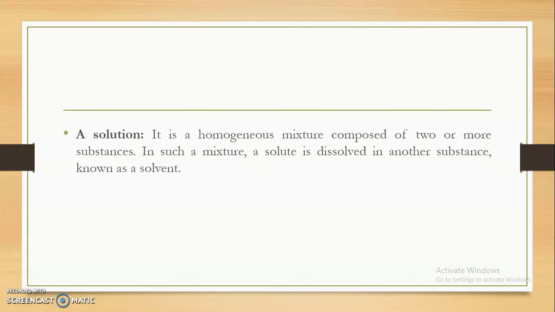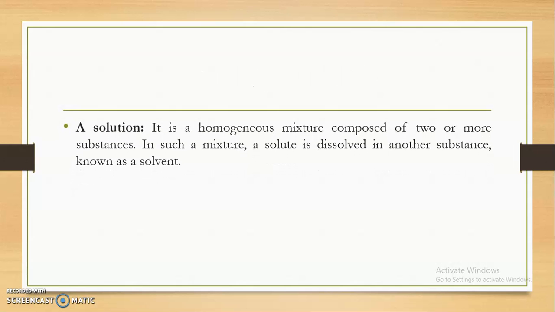Now, before starting with the terms that are used for the expression of concentration, we will see a few terms. The first term that we are going to discuss is a solution. Now, what is the meaning of solution? It is a homogeneous mixture composed of two or more substances. In such a mixture, solute is dissolved in another substance that is known as solvent. Basically, a solution consists of two parts: one is the solute, the other one is the solvent.